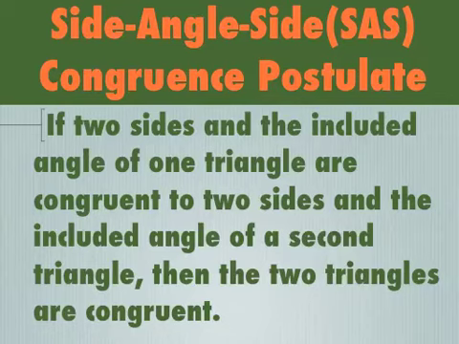The side, angle, side congruence postulate, we can write just as SAS to shorten it, says that if 2 sides and the included angle of one triangle are congruent to 2 sides and the included angle of a second triangle, then the 2 triangles are congruent. Really quickly, 2 sides and the included angle means that we're going to know the length of the 2 sides that are creating the angle measure that we know. So we're looking at 2 sides and the angle that is created by those 2 sides to use the side, angle, side congruence postulate.